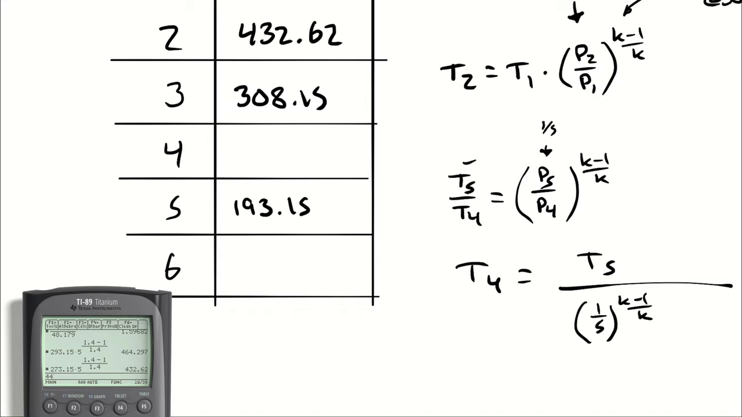So 193.15 divided by the quantity, 0.2, excuse me, I'll write 1/5 just to be consistent, raised to the power of 1.4 minus 1 divided by 1.4, and we get a temperature of 305.915.